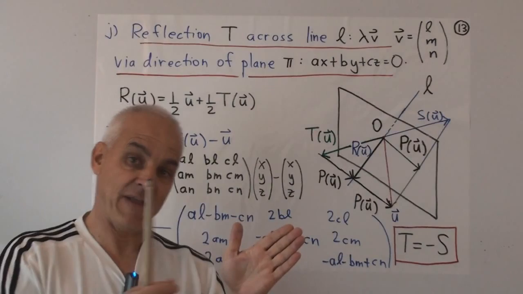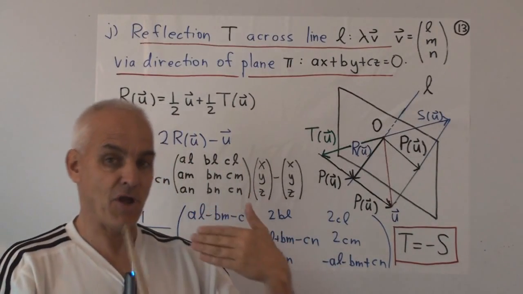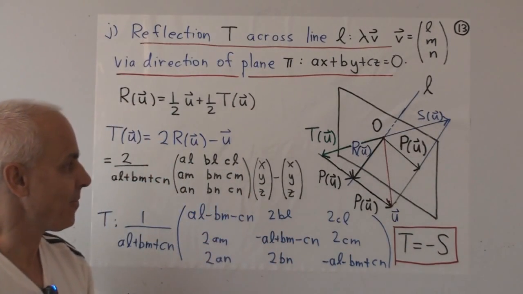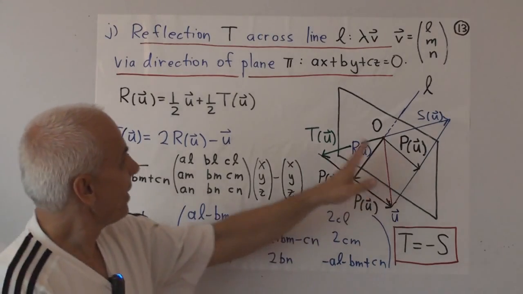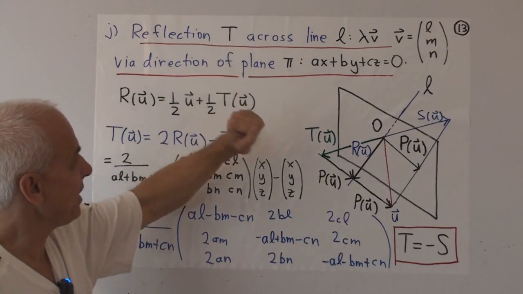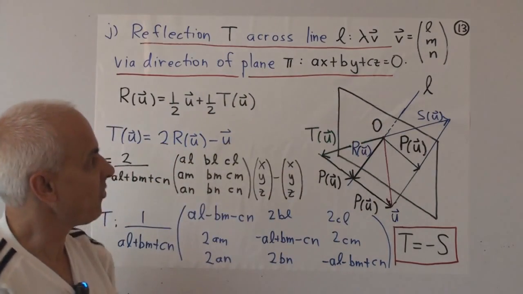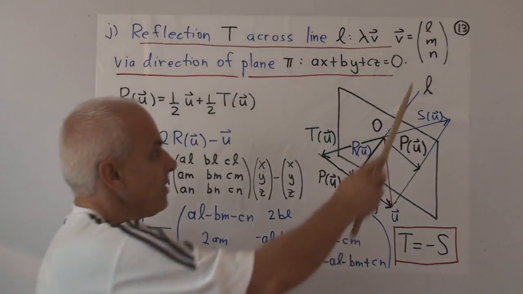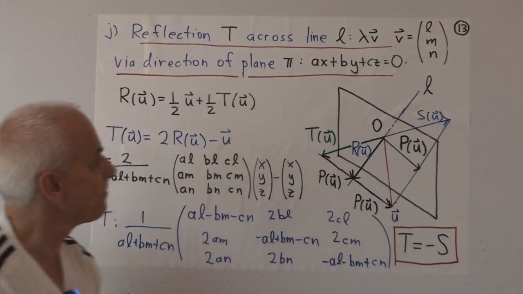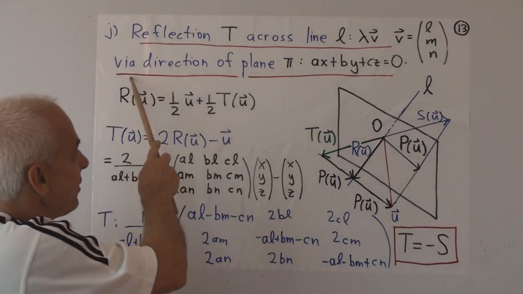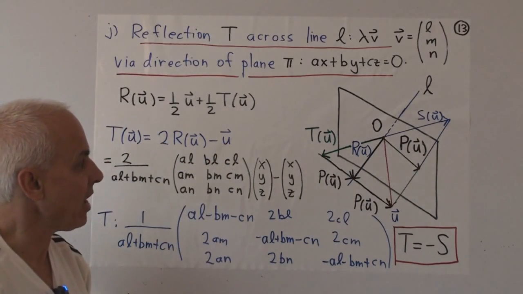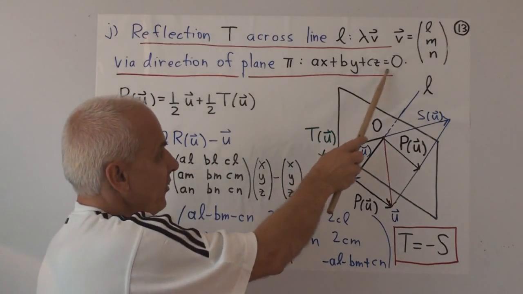Now, just as we can reflect in the plane pi, we can also reflect in the line L. So the reflection, let's call it T, across the line L, which is the same line as before, the line spanned by the vector V. The V is the LMN vector. And the reflection in the direction of the plane pi, AX plus BY plus CZ equals 0.